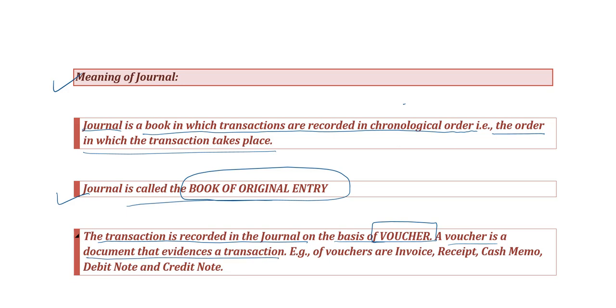For example, invoice, receipt, cash memo, debit note, credit note. So all these are vouchers raised for certain specific transactions. So on the basis of the voucher which has been raised, the transaction is recorded in the journal and therefore it is called Book of Original Entry. That is the book in which transactions are first recorded.